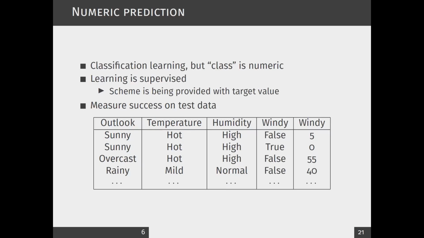Then the last one we call numeric prediction. In numeric prediction, instead of a class, actually this should be play time. So the number represents how many minutes, for example, they can play, right? So the schema is provided with the target value. And then again, the measurement of success is based on the test data.